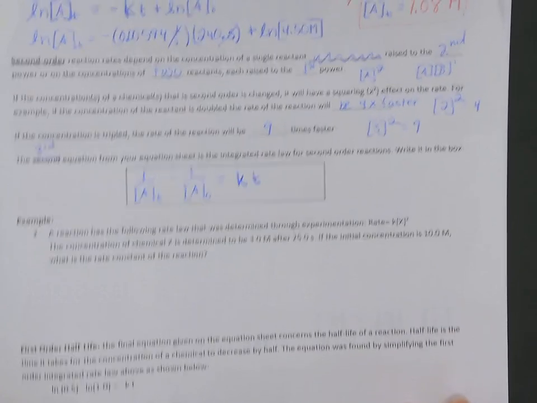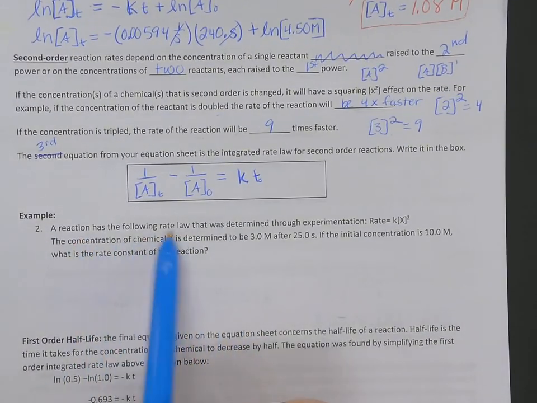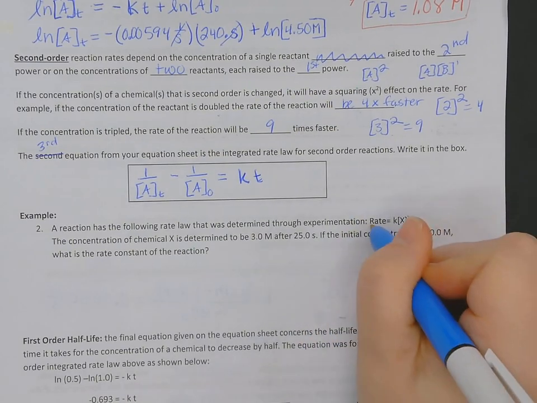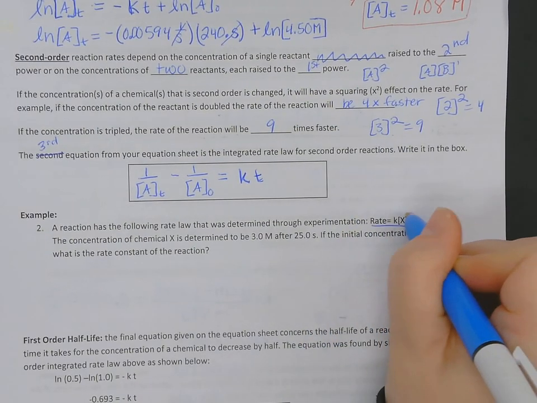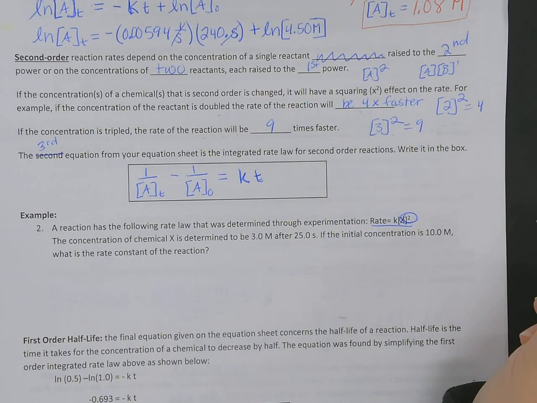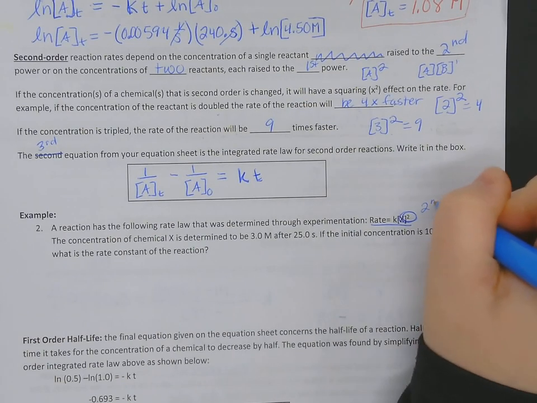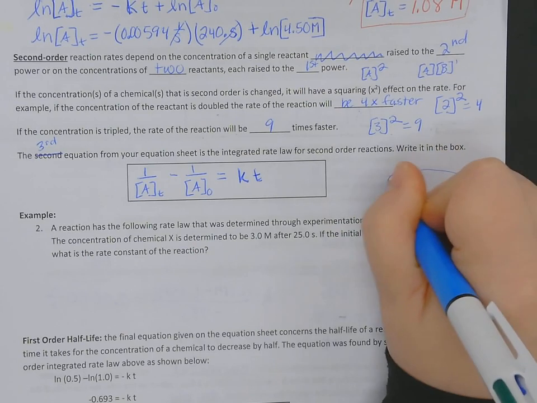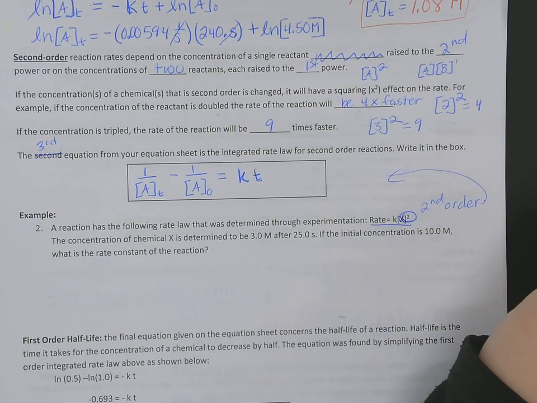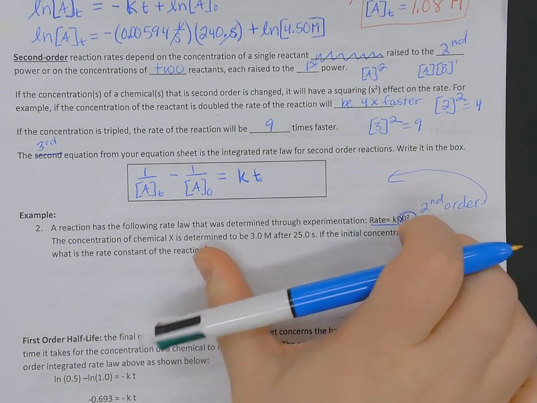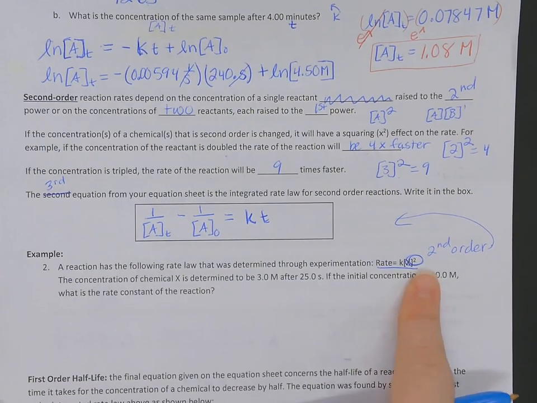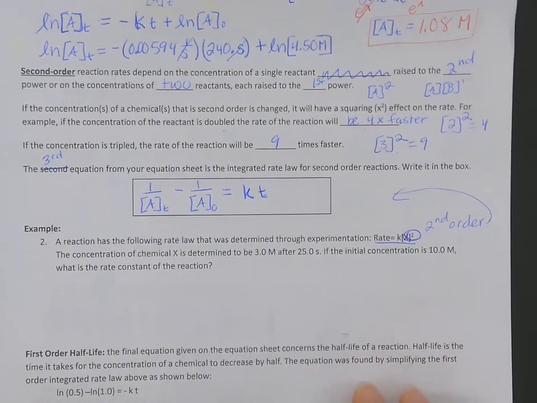So here's our example for this. A reaction has the following rate law that was determined through experimentation. So they give us the rate law. By giving that, we can see that it's second order. Okay? So that's the way they're telling us, hey, use the second order equation. Somewhere in the question, they're either going to state that it's something like in our previous one, they stated it's first order, or they're going to give us info to find out what the order is.